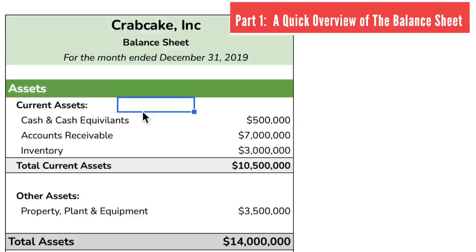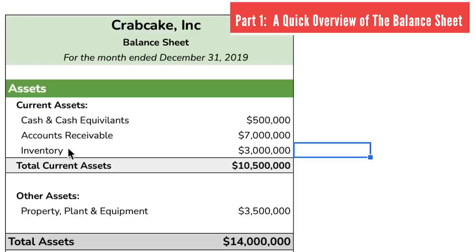So for assets, we'll always have current assets and then non-current assets or other assets. Basically, current assets are those assets that can be converted into cash within 12 months. So when we look at current assets, it will include cash or cash equivalents. Here we have $500,000. We have accounts receivable, where the assumption is that you can turn it into cash within 12 months because you'll collect your accounts receivable. And then inventory, which is $3 million in this case.